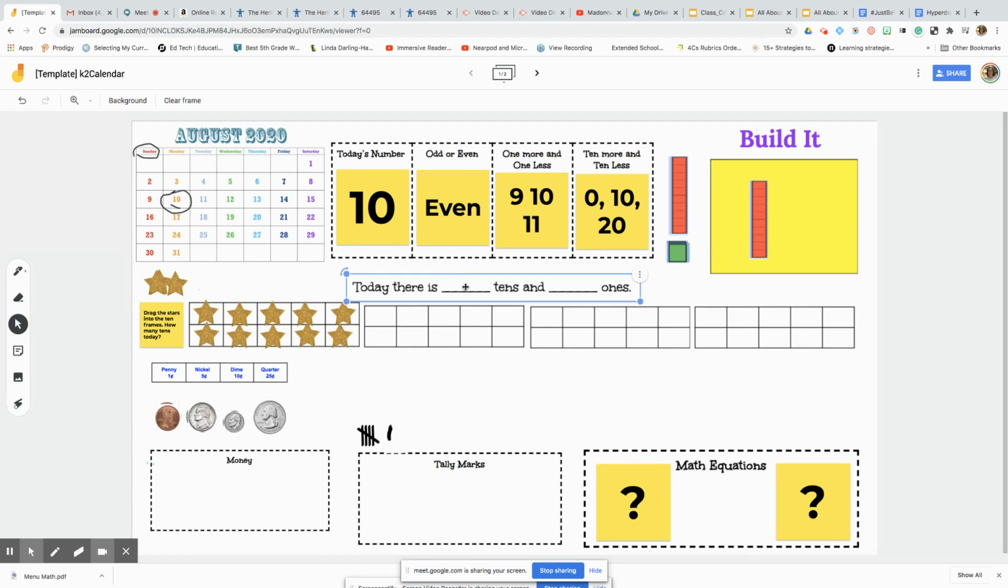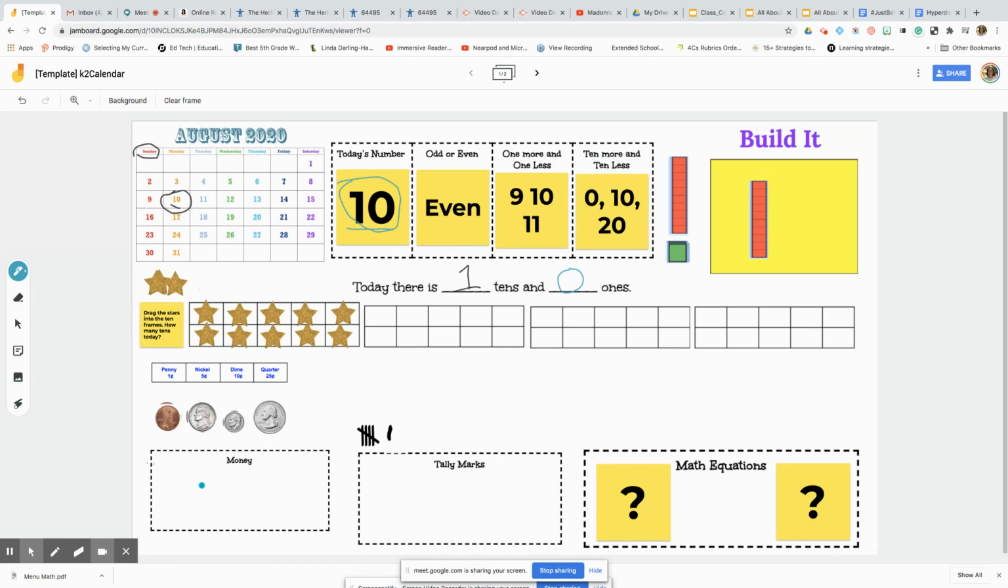Let's fill in this sentence here. Today there is what? How many 10s do we have today? How many did you pull? There is 1 ten. And 0 ones. Very good. So we actually have 2 digits. We have 1 ten digit and 0 ones. We put those together, it makes what number, everyone? It makes our number today, which is 10.